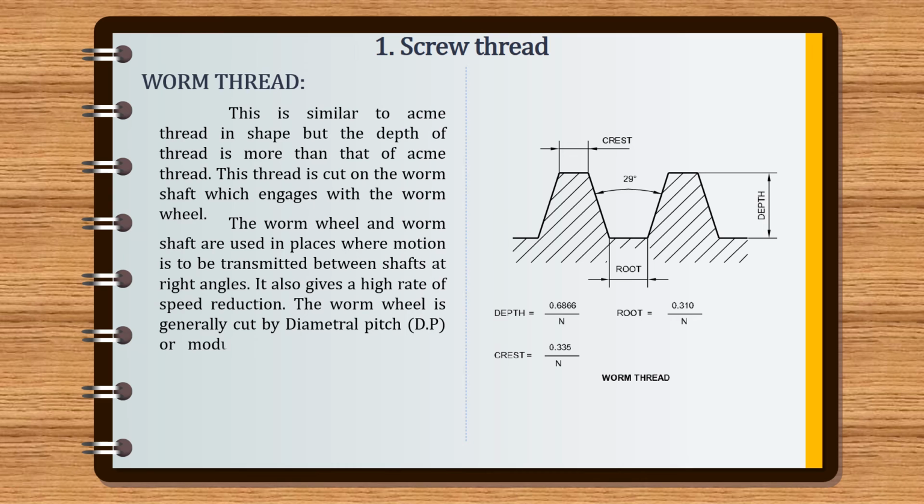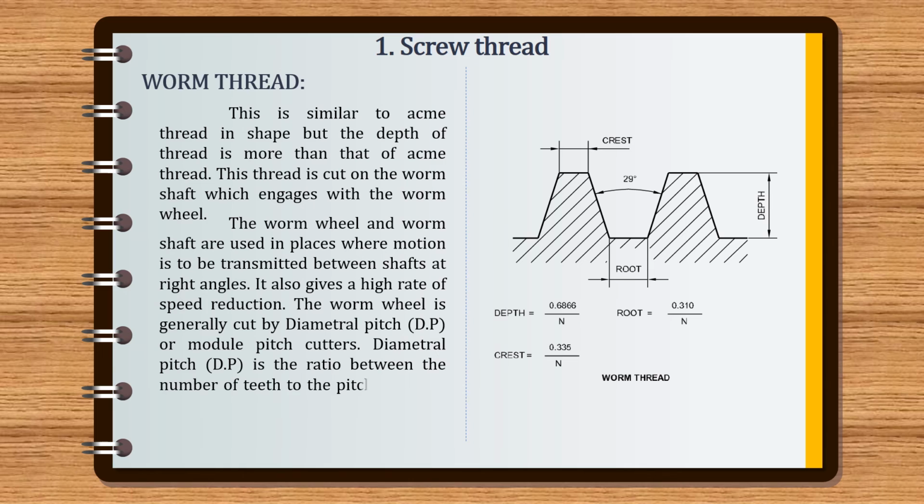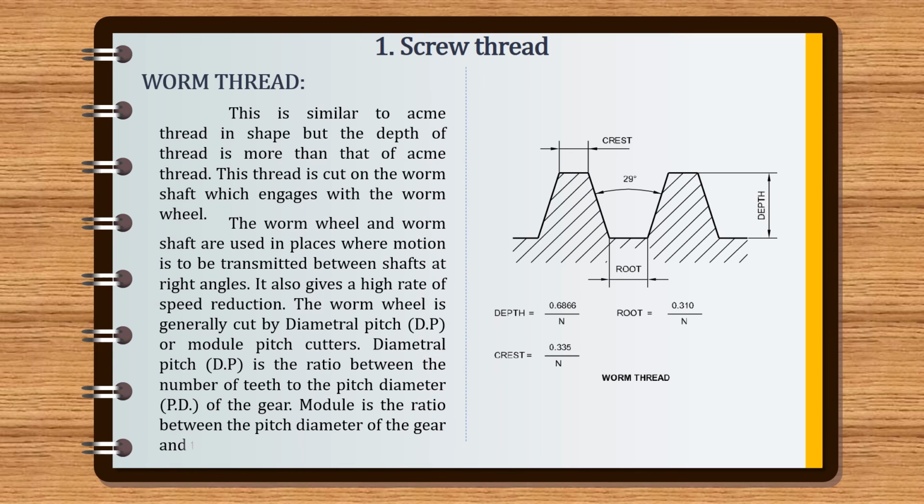The worm wheel is generally cut by diametral pitch, DP, or module pitch cutters. Diametral pitch, DP, is the ratio between the number of teeth to the pitch diameter, PD, of the gear. Module is the ratio between the pitch diameter of the gear and the number of teeth of the gear.